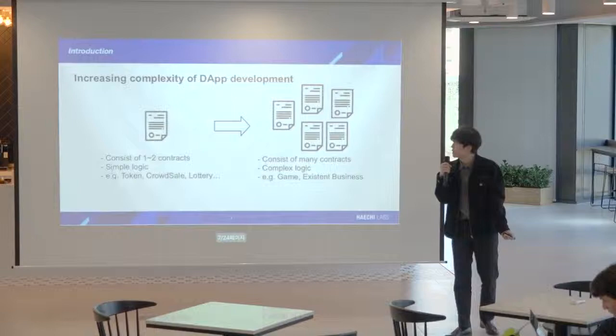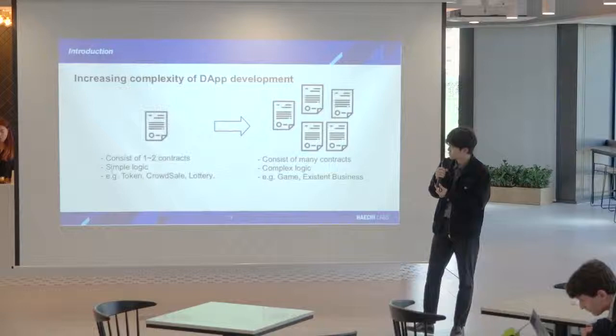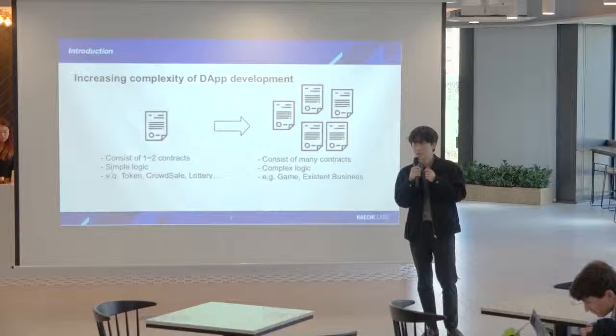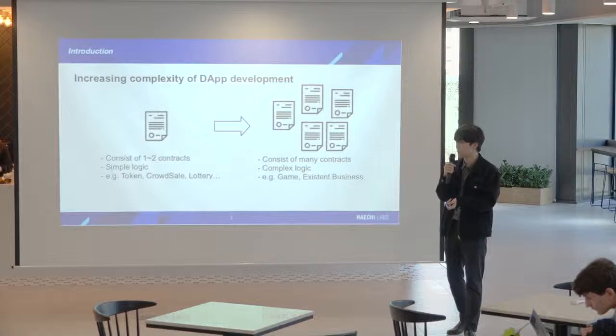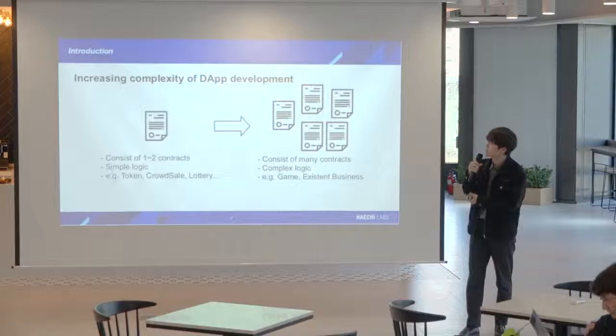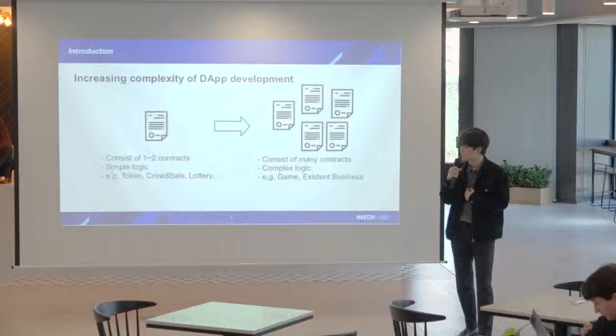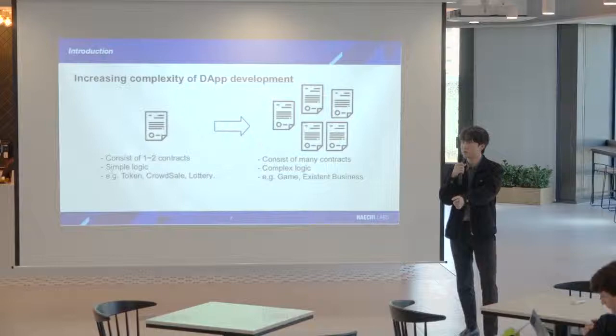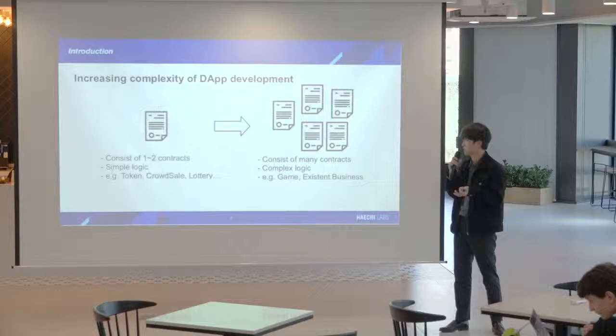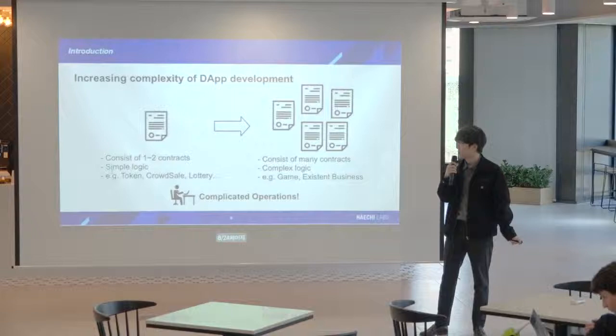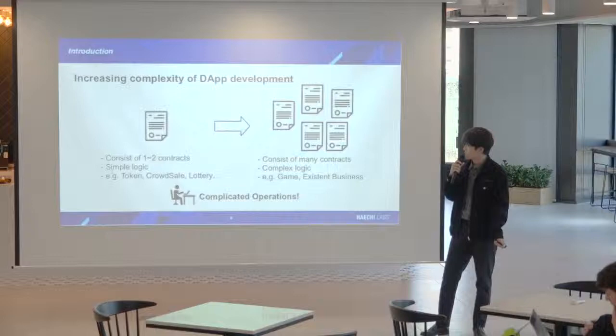So let's take a look at the background. The deployment process and execution process are not so hard with some simple contracts, which consist of one or two contracts with a simple logic, like a token, crowdsale, or lottery. But time goes on. Many teams are now developing large games, or they are trying to implement existing businesses on blockchain. So these are made up of many contracts combined together, so it's complex. And developers say it has complicated operation. So VVISP is focusing on simplifying the operation process.